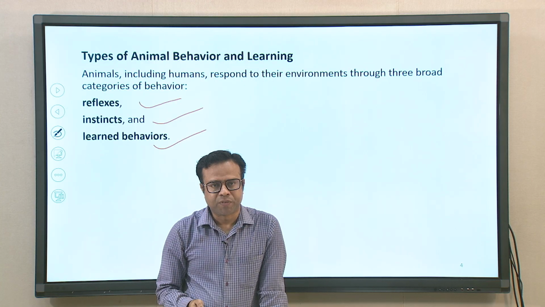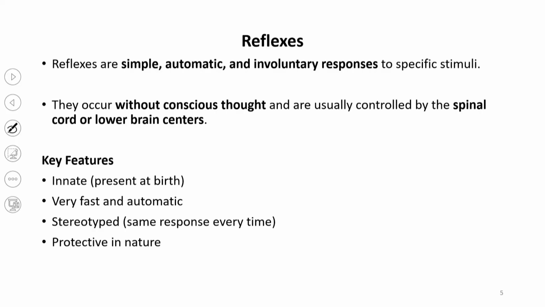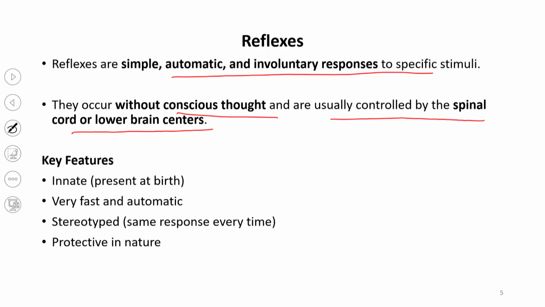Let us see what these 3 are. The first one is called reflexes. Reflexes are very simple, automatic, involuntary responses to specific stimuli. There are some inbuilt mechanisms within our body which produce very automatic, simple responses. When a stimulus comes, the response happens automatically. You do not have to think about them, because these are programmed in our biological system. They occur without conscious thought and are usually controlled by the spinal cord or lower brain centers, which control a lot of these automatic functions.